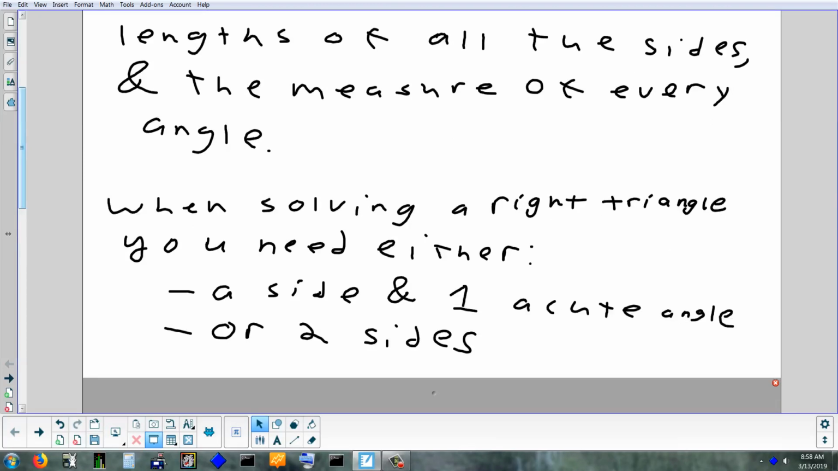Depending on which case you have, it kind of changes a little bit how you go about solving it. One of these cases you have to use inverse trig for. That's what we learned on Monday and Tuesday. The other case you don't.